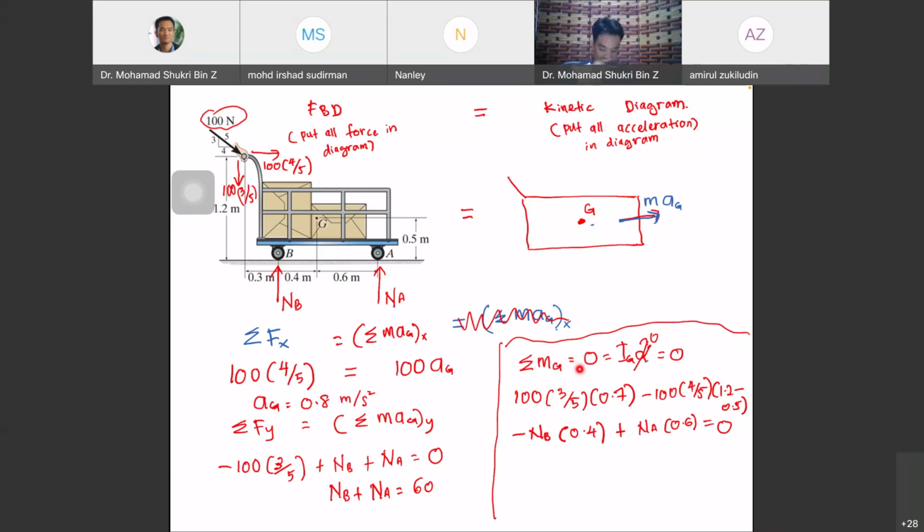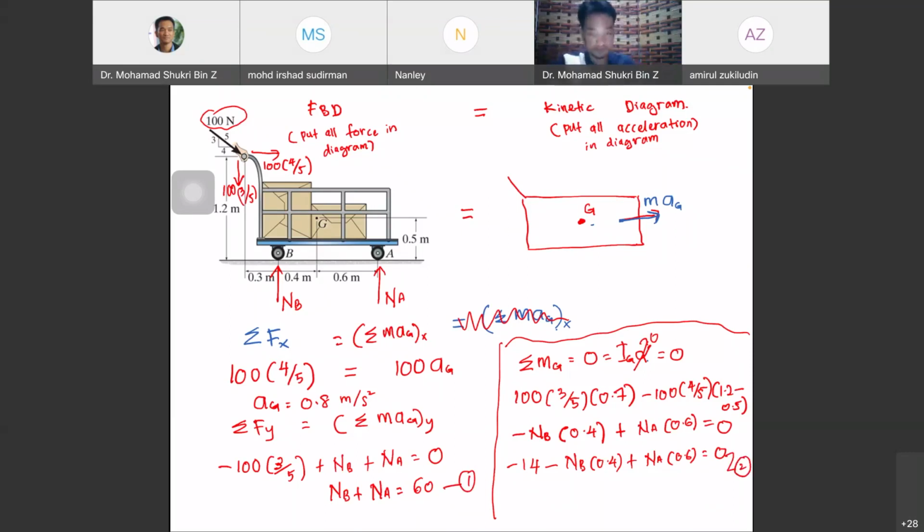Okay. So you have minus 40. Tolong cek balik betul ke saya kira ni. 0 plus 0. Okay. 100 darab 3/5 darab 0.7, 100 darab 4/5 darab 14. Good. Okay, so this is equation number 1. So this is equation number 2. Okay. So solvekanlah equation number 1 and equation number 2.